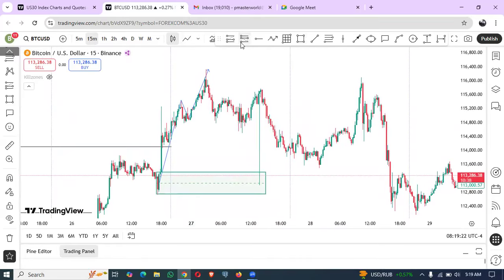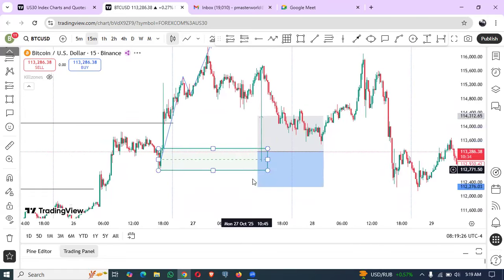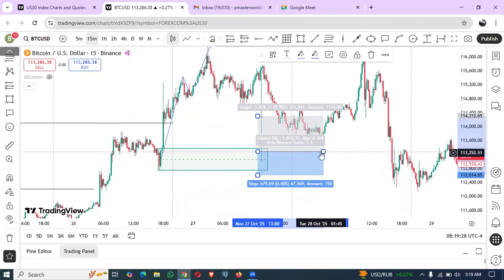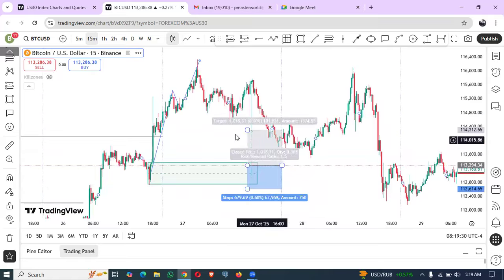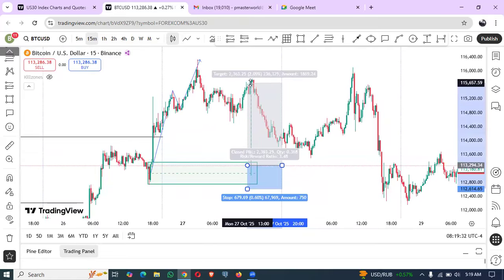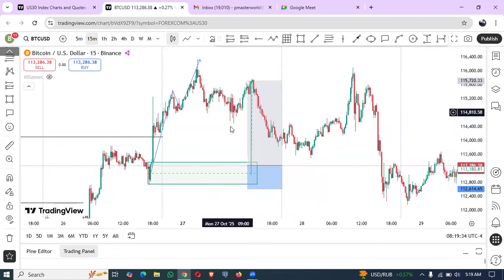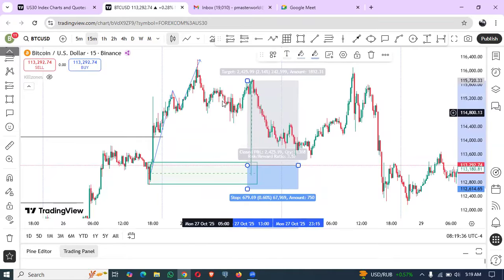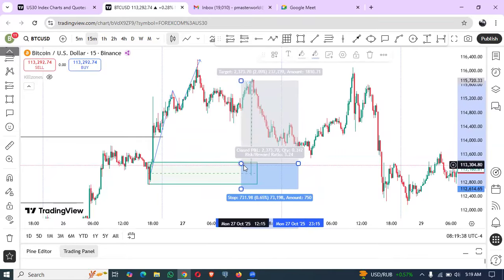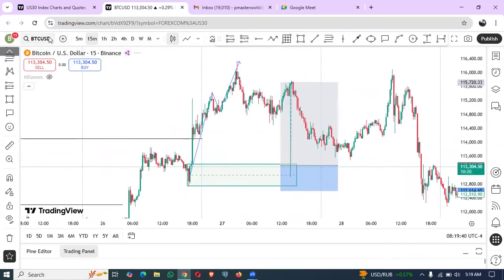Let's see how many are removed before market change direction. SL always below. That's it, 1 to 3. Like clean 1 to 3 without stress and you are out of the market.